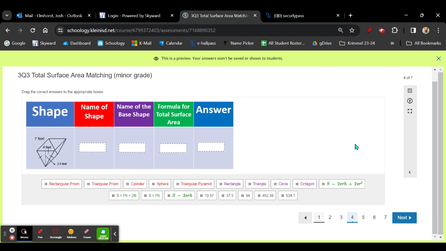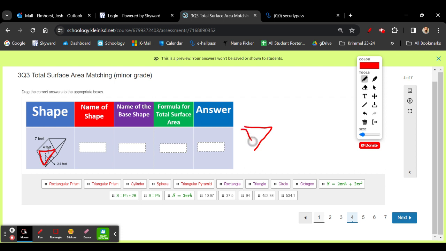Okay, number 4, looking at the base shape that is parallel. We're going to focus on that. We have a triangle, and the parallel perpendicular opposite side goes across, so that's going to be 7. So it looks like the triangle height is 2.5. I'm not going to put it there, that's going to be confusing. And it looks like it is an equilateral triangle with all sides being equal, so it's 4, 4, and 4.